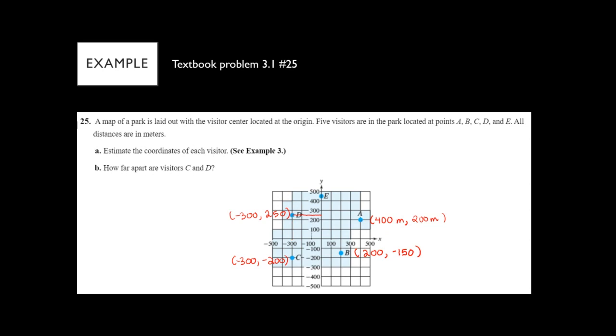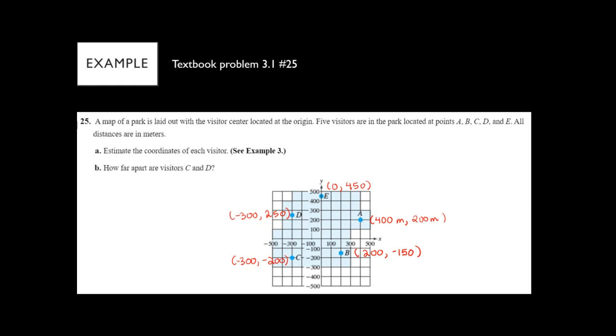So I'm just estimating halfway. And then our last point, E, is nowhere on the X or Y. It hasn't moved, so that's 0. And then it's halfway between 400 and 500, so 450 is the halfway point there. And so that would be that ordered pair. So that's A, estimating the coordinates of each visitor.